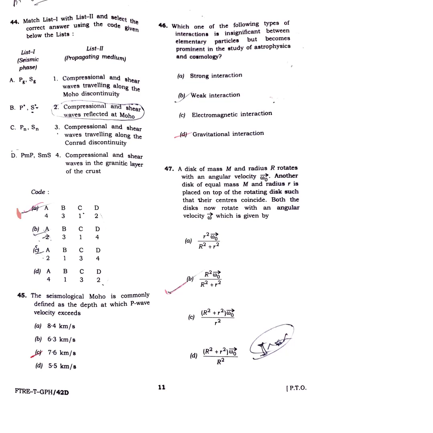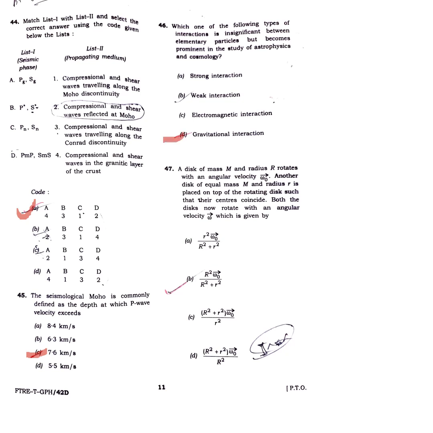So A is the answer. And 45th question. The seismological Moho is commonly defined as the depth at which P waves velocity is C, 7.6 km per second. Which one of the following type of interaction? Interaction is insignificant between elementary particles but becomes prominent in the study of astrophysics as cosmic gravitational interaction.